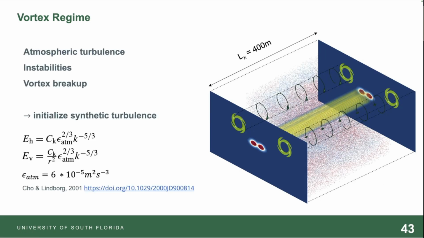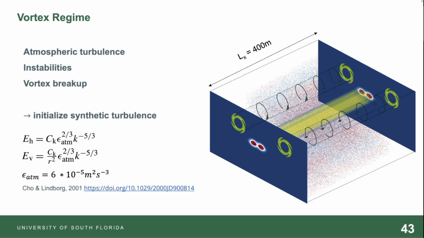And the last step here is we also need to account for atmospheric turbulence. If we don't account for atmospheric turbulence, then the vortex will not break up or develop instabilities that actually impact the persistence characteristics of the contrail. So it's very important for us to actually initialize atmospheric turbulence, and that will create some of the instabilities that we can see in that initially very coherent and structured shape of the contrail.